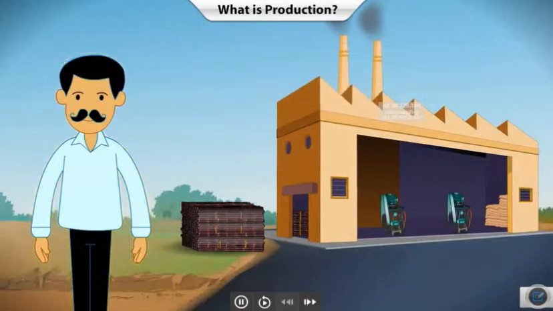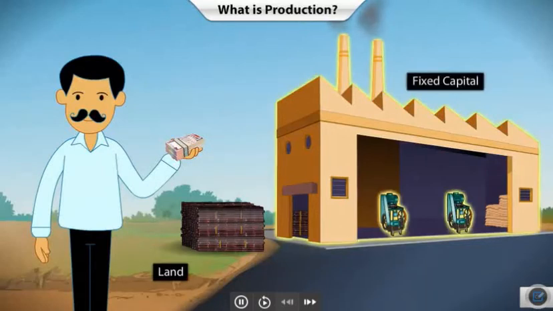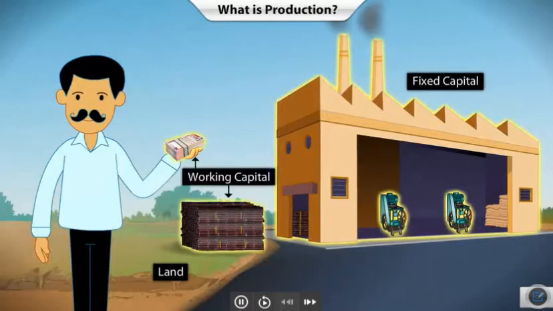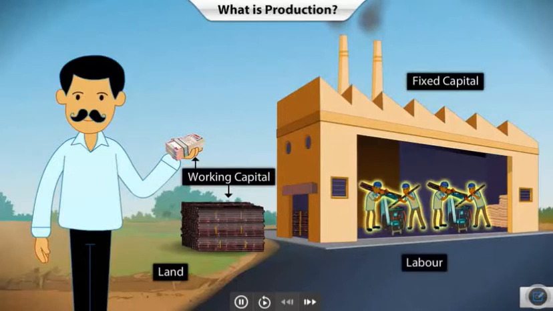Jagan has set up a factory. Here again, the 4 factors of production come into play. He needs land and capital to set up the factory. The factory and the machinery within it become his fixed capital, while the money used for the day-to-day expenditure, raw material and other inputs are termed as his working capital. He needs human effort to run the machines and transport the finished product to the market. Thus, he needs labor.